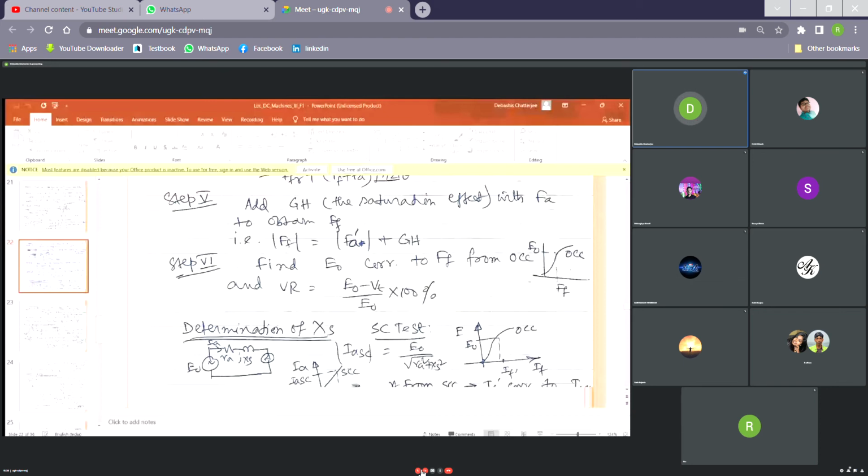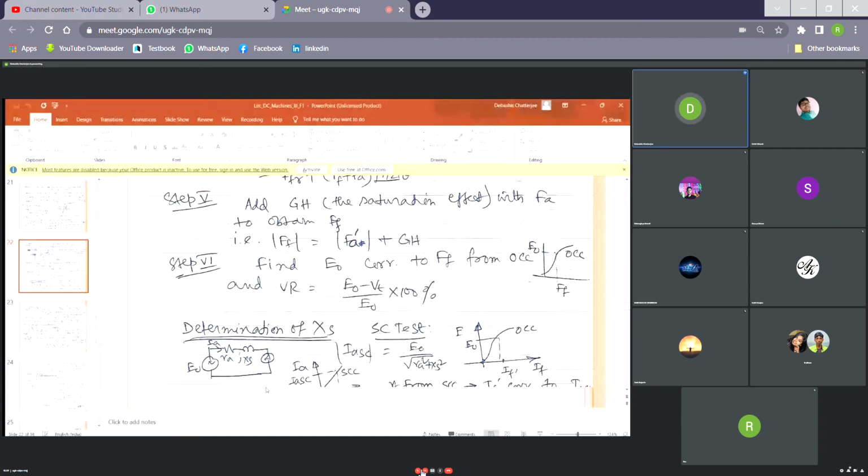Now the division of E0 by IASC, the short circuit current, will give you the measurement of XS. So that has been already known. Still, repetition I'm doing here. IASC is actually E0 by square root of RA square plus XS square, looking at the equivalent circuit, right?